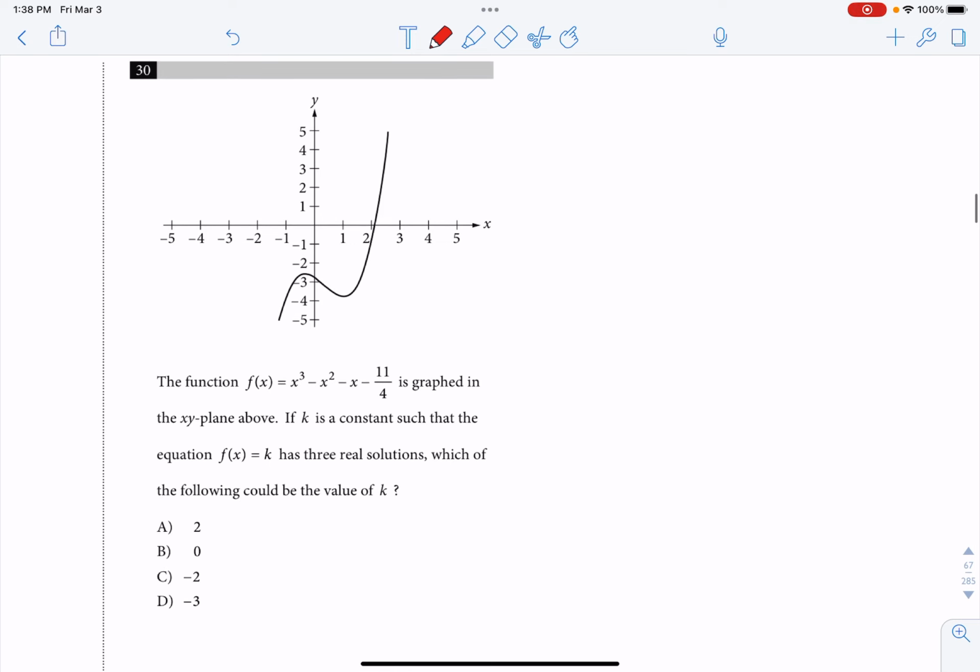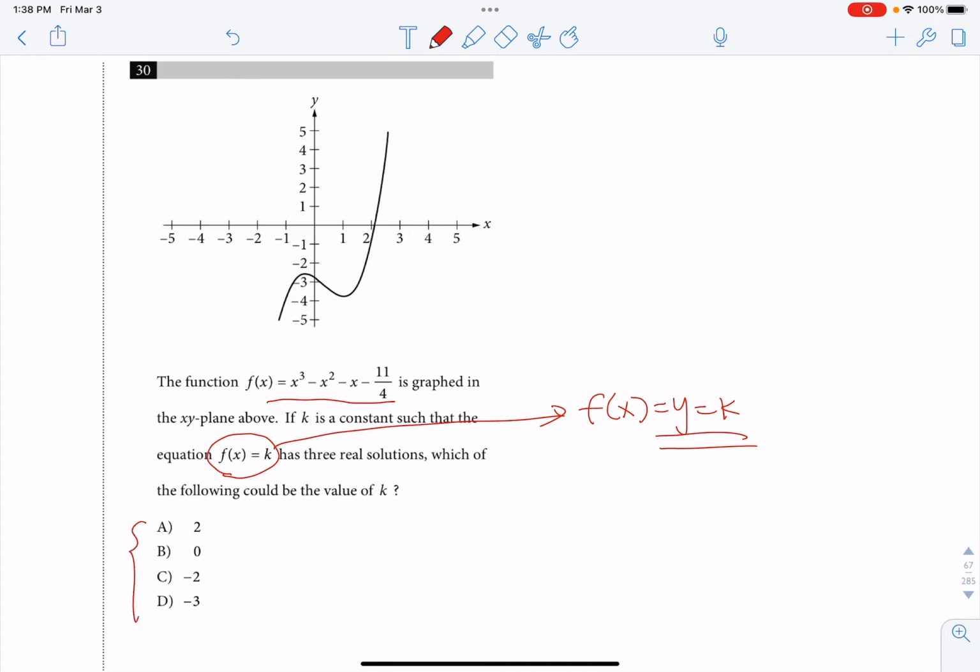And then the function f(x) equal to x to the third minus x squared minus x minus 11 over 4 is a graph in the xy plane. k is a constant such that f(x) equal to k means another expression. f(x) is the same as y equal to k. It's a horizontal line. So you can draw each of those things.